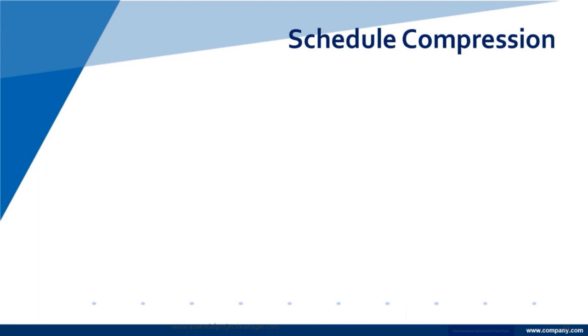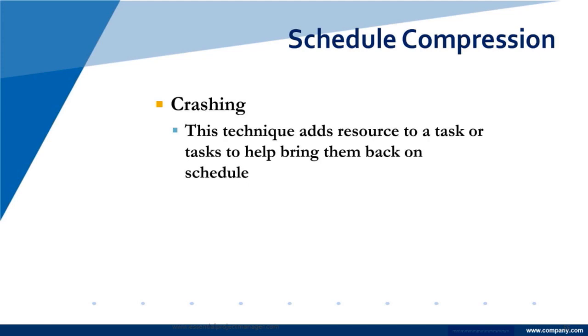Here's a special case, and we talk about schedule compression. And this is one of those project management only things. It relates directly to how we plan. We need to understand how we plan so we understand how we possibly can compress A and actually compress B when it becomes necessary. We have crashing. This is about adding resource to a task to bring it on schedule.